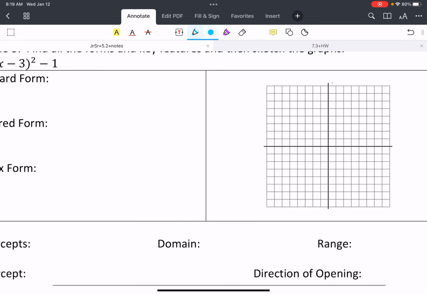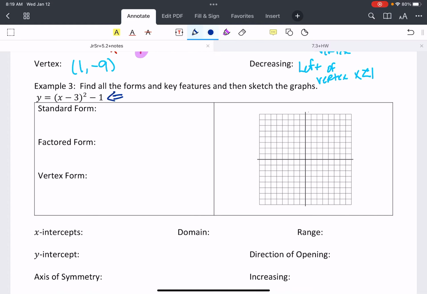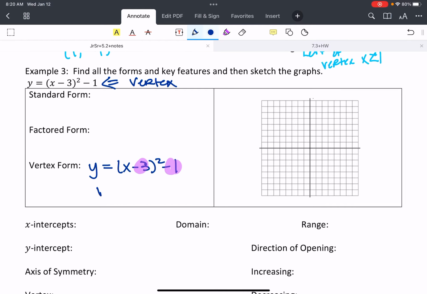This one, hopefully you're starting to recognize these forms that we've done a bunch of times. This one right here is in vertex form, so we don't have to complete the square this time. Our vertex form is already given to us. Y equals x minus 3 squared minus 1. Then we find our h right here and our k right here. So our vertex ends up being 3 because we change the sign of the first one and keep the sign of the second one. So 3, -1.